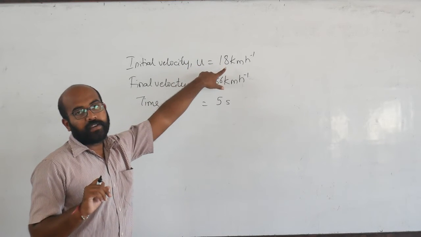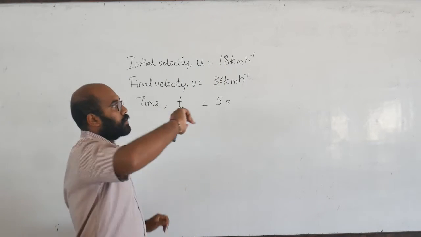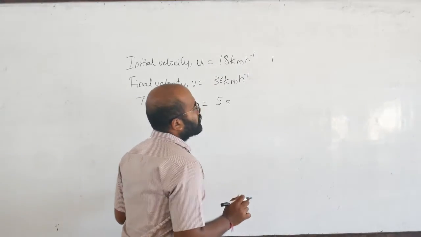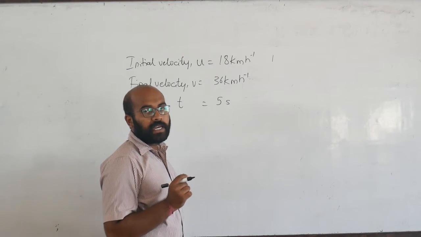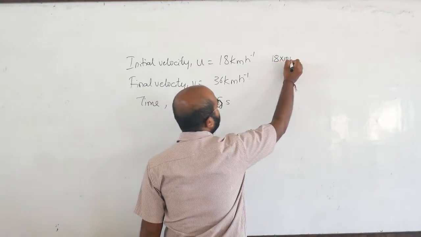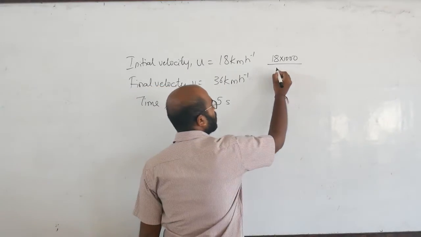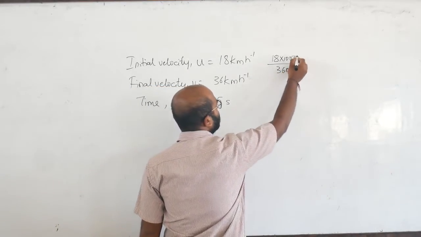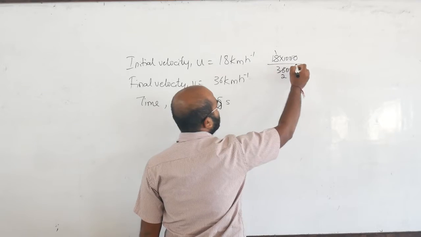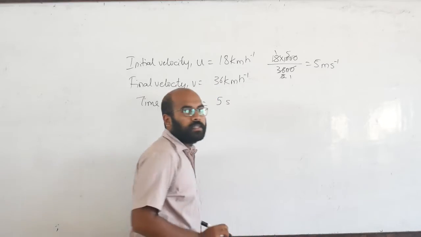This speed is given in kilometer per hour, so you need to convert kilometer per hour to meter per second. How do you convert? As I told in the previous class, 1 kilometer is 1000 meter. So 18 kilometer means 18 into 1000 divided by hour, and 1 hour has 3600 seconds. So the zeros get cancelled. 18 2s are 36, 18 1s are 2, 1s are 5. So it is 5 meter per second.